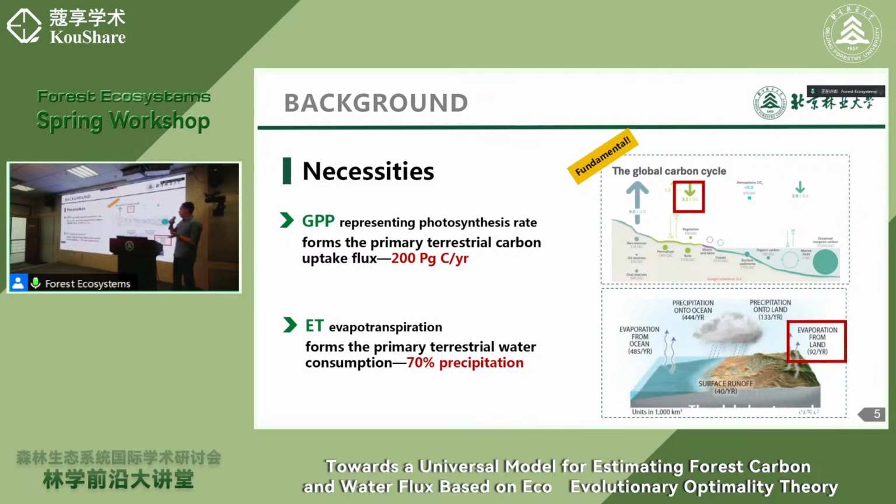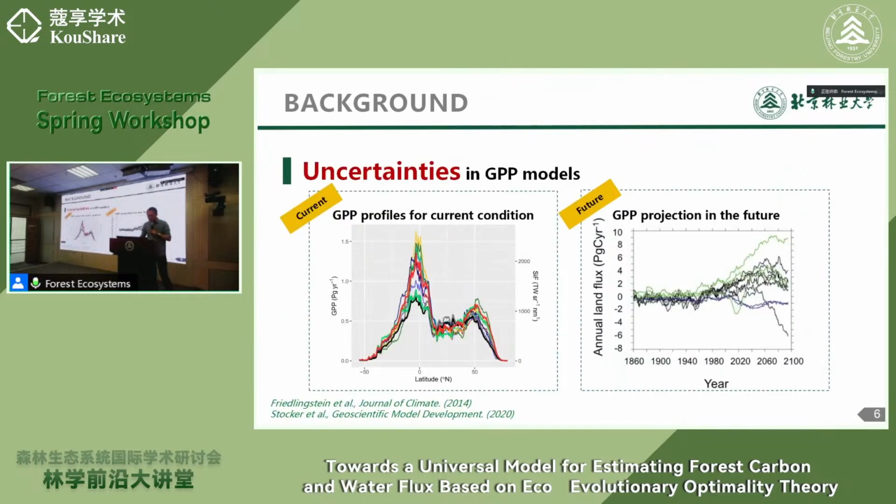So if we hope to better predict the climate change and the plant growth, or forest growth, in the future, we have to improve the GPP estimation. And evapotranspiration helps us to understand the water constraint from the environment on the plant growth. So GPP and ET are very important for ecology and geography studies. But unfortunately, there are still non-negligible uncertainties within the GPP models and the evapotranspiration models. I will give you some examples here.